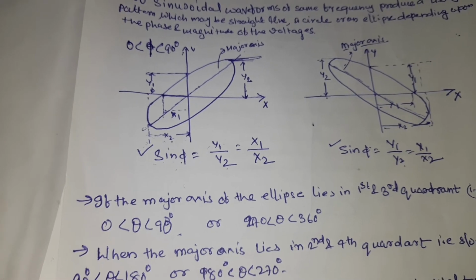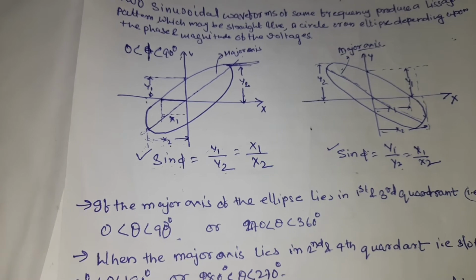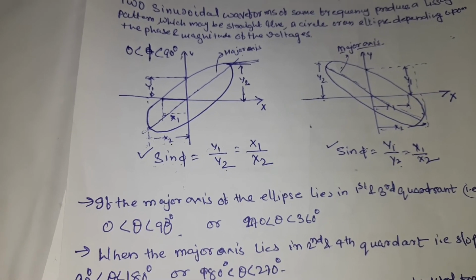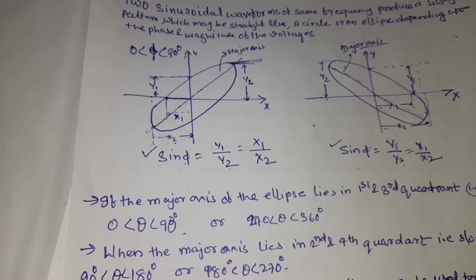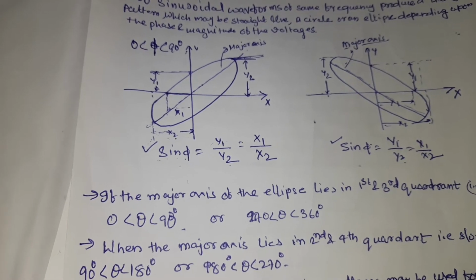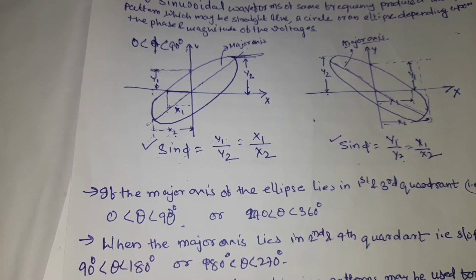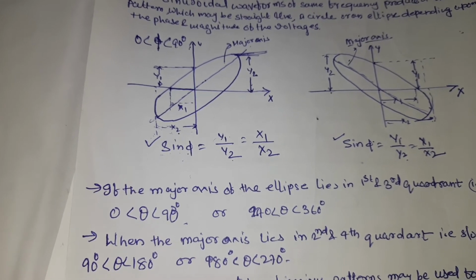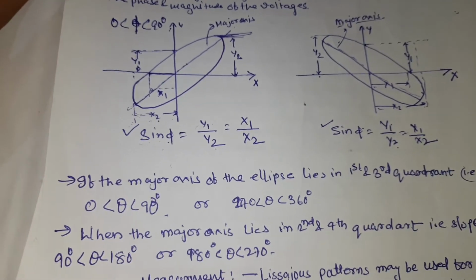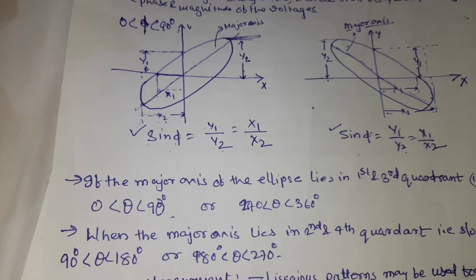In case the phase shift is 0 to 90 degrees, an ellipse appears with its major axis along the first and third quadrant, and when the phase shift is from 90 degrees to 180 degrees, then the ellipse will appear in the second and fourth quadrant, and its intersection points along the x-axis and y-axis decide the magnitude of the phase shift. So in this way, using the CRO you can measure the phase difference between two signals.